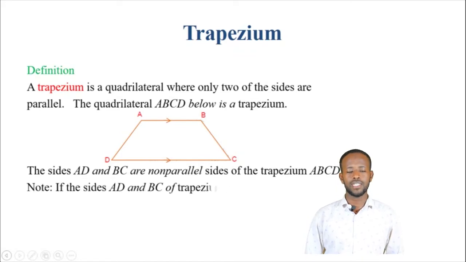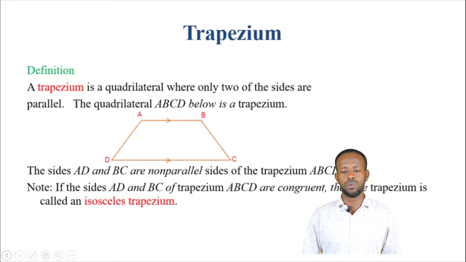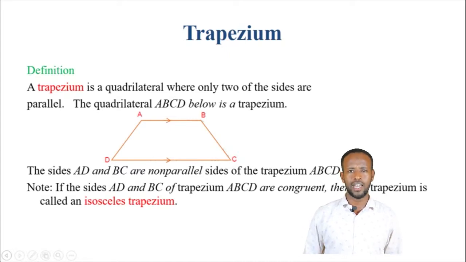Note, if the sides AD and BC of trapezium ABCD are congruent, then the trapezium is called an isosceles trapezium. The trapezium in which the two non-parallel sides are congruent, that means equal in length, is called what? Isosceles trapezium. Students, this is what we call a trapezium.